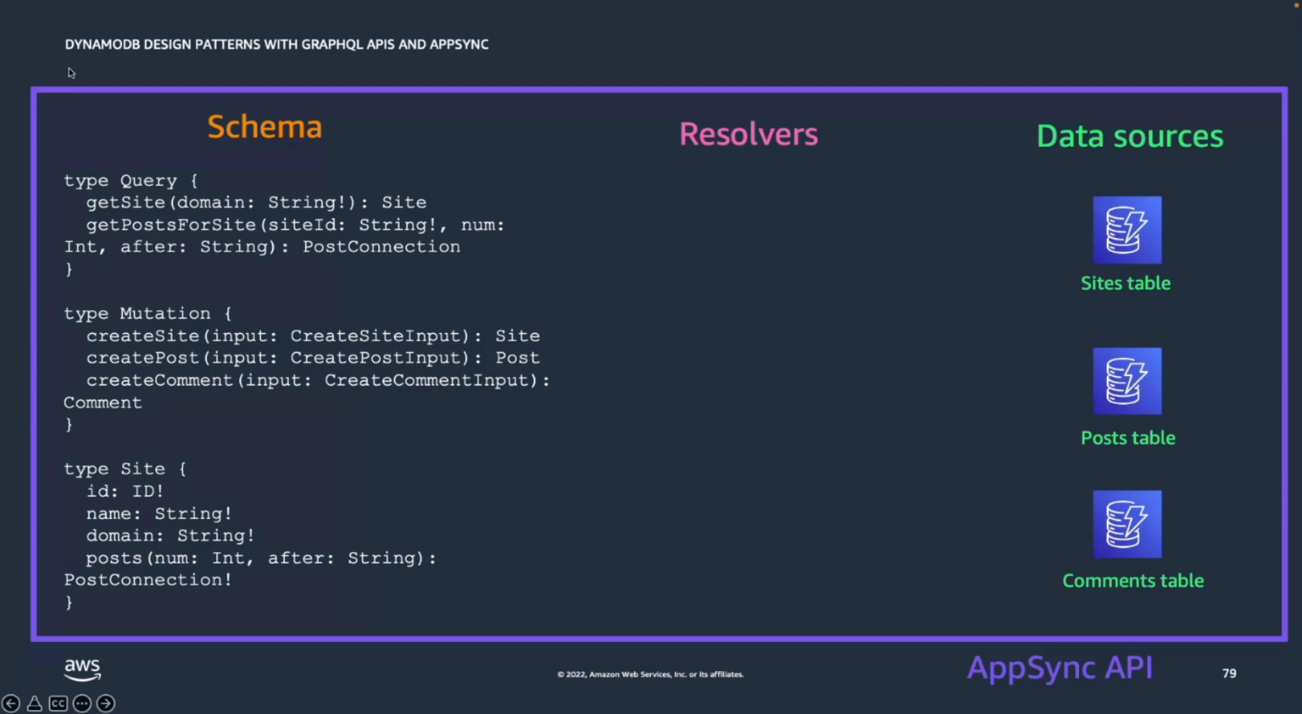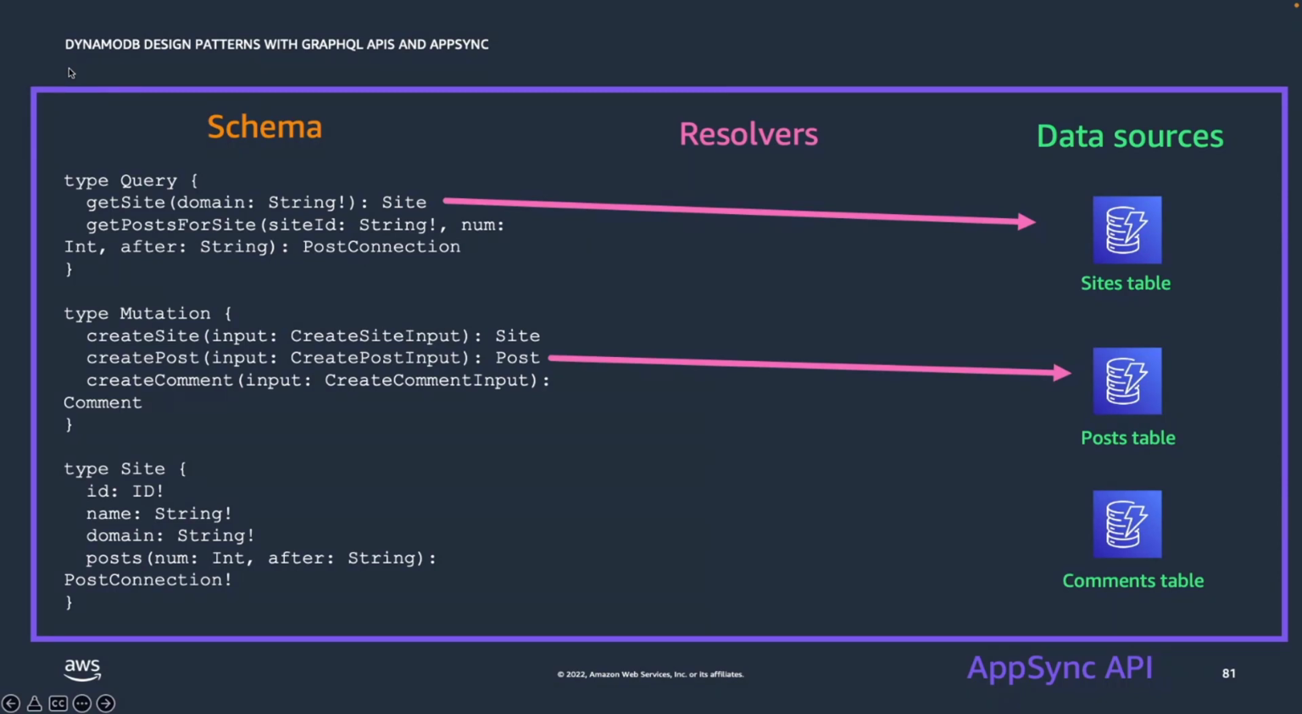And what you're going to do is write some code or maybe some configuration that's going to show how to connect that schema to a particular data source. You can do that within your query. So this get site operation that returns a site, that could go to our sites table to go get that. Or you can also do that with your mutation, right? If our create post is going to go to that post table.